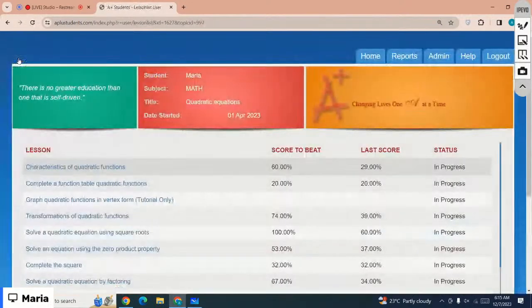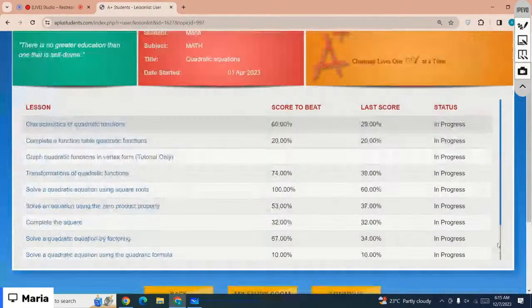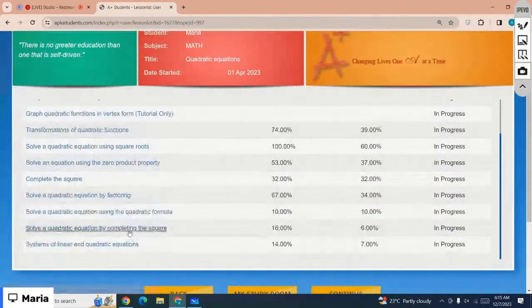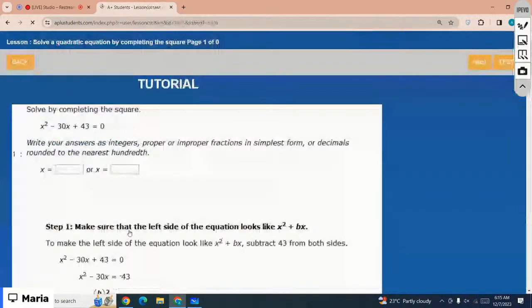And the next lesson is, I think, solving by completing the square. Yes, you solve a quadratic equation by completing the square. Okay, how do we complete the square? We have done some of the practice questions for this lesson in the last session, right? Let's just do a quick review.